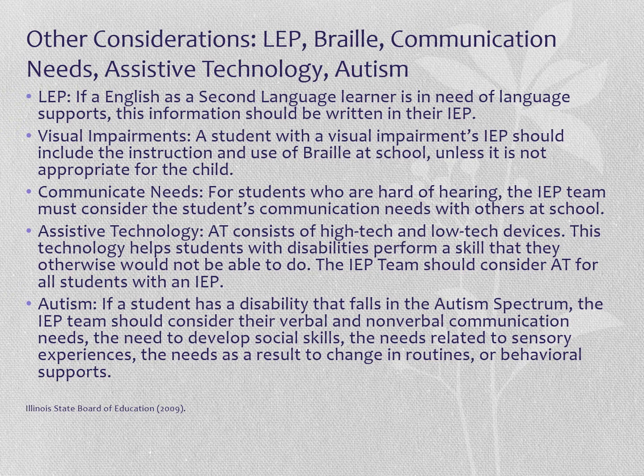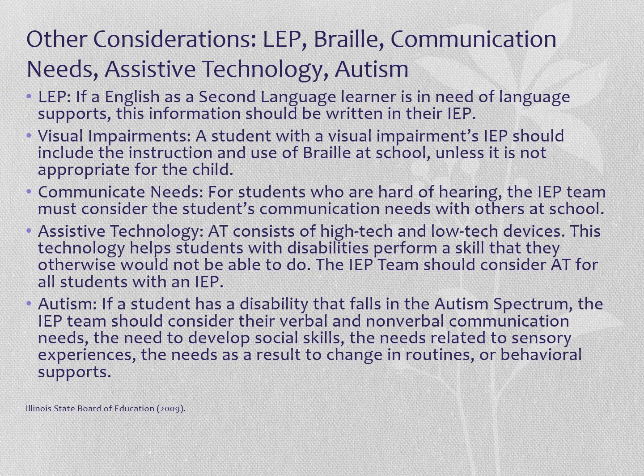There are other aspects that should be considered when creating an IEP. If the student is a second language learner, the team should take into account the student's linguistic abilities and what language supports the student needs. If the student has a visual impairment, the IEP should include the instruction and use of Braille at school, unless this is not appropriate for the child. For students who are hard of hearing, the IEP team must consider the student's communication needs with others at school.